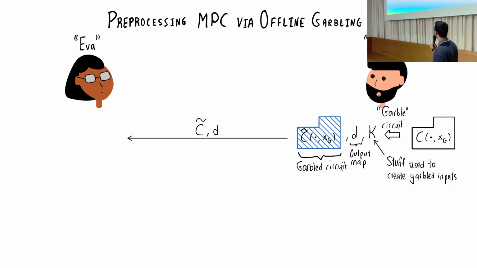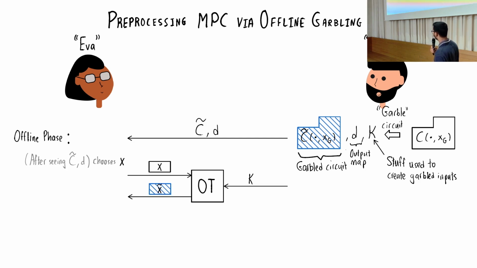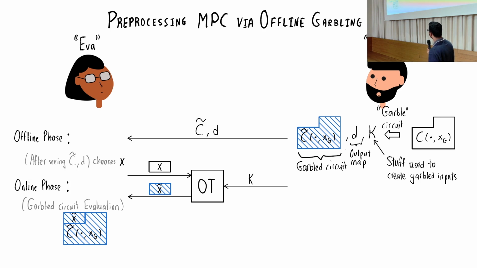All right, so Gabriel sends the garbled circuit in the offline phase, and only later, adaptively, Eva chooses an input to be garbled. Eva does this and gets their garbled input using an oblivious transfer protocol, only in the online phase, and now they have all the information they need to evaluate the garbled circuit.